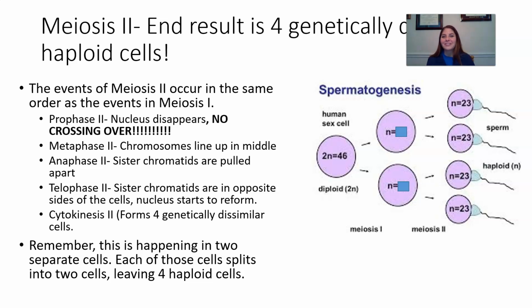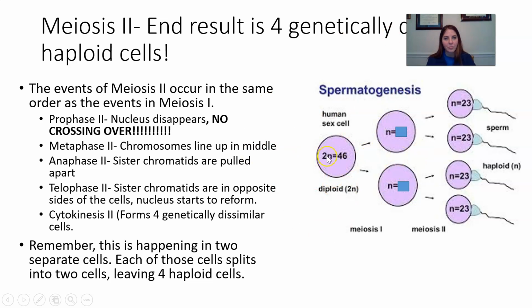So the events in meiosis 2 occur in the same order as meiosis 1. Prophase 2, again, that nuclear envelope disappears. However, in prophase 2, there is not going to be any crisscrossing, no genetic exchanges through the process of crossing over. In metaphase 2, again, those chromosomes line up on the midline. In anaphase, those sister chromatids pull apart. Again, in telophase, we got 2. And then we have cytokinesis 2. Now in cytokinesis 2, we're actually forming 4 different gamete cells.